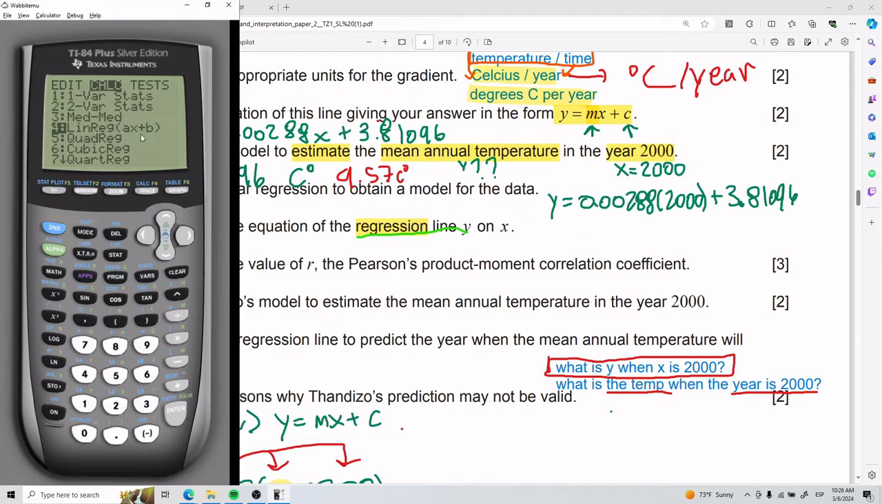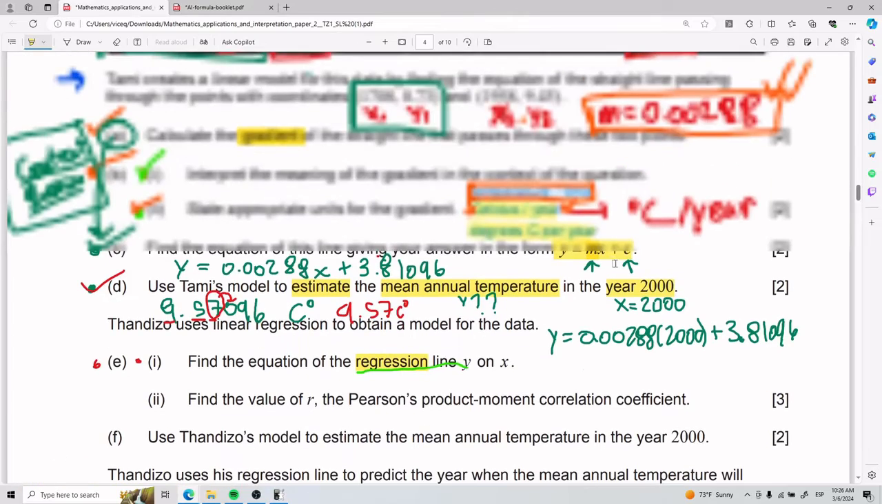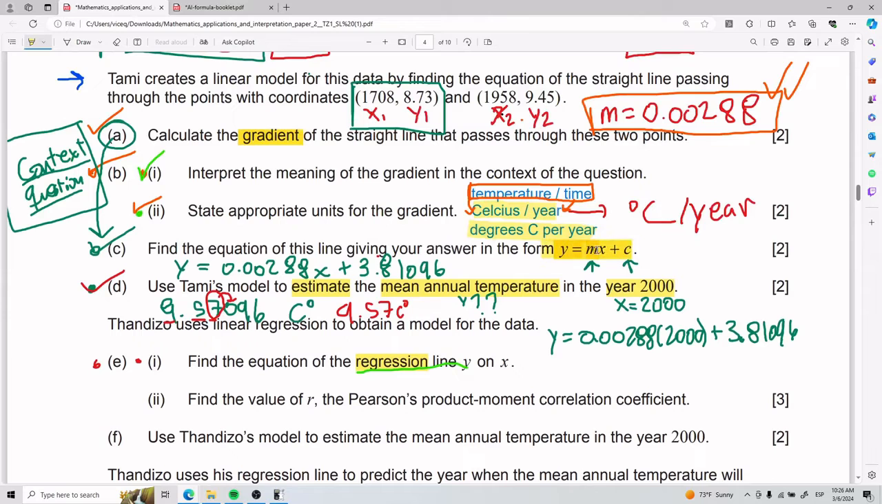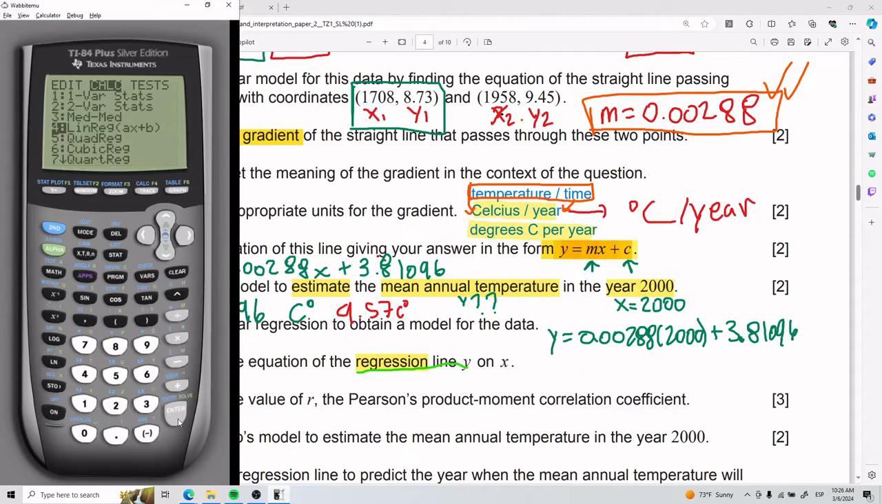Notice how it says line reg ax plus b. So it's literally a linear regression of a straight line. Ax plus b makes reference to the famous y equals mx plus c. So you press linear reg and see what it asks for. It asks for an x list, a y list, the frequency list only if it's necessary, and you can store your regression equation in one of your y equals.